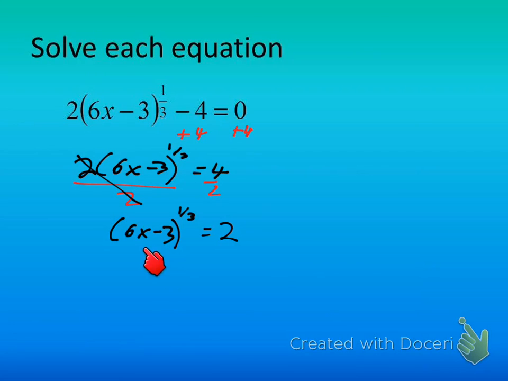Now we have the part that's acting as a radical isolated. See that? It's by itself. We are now going to take it to a power such that it cancels out the 1/3. So what power should we take it to, to cancel out the 1/3? The 1/3 power? No. The third power. Take it to the third.